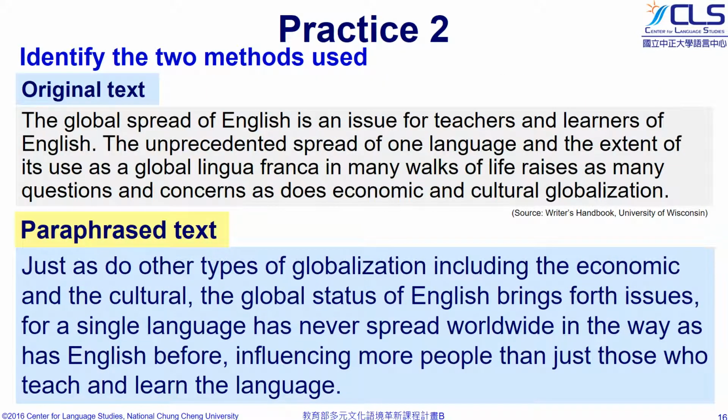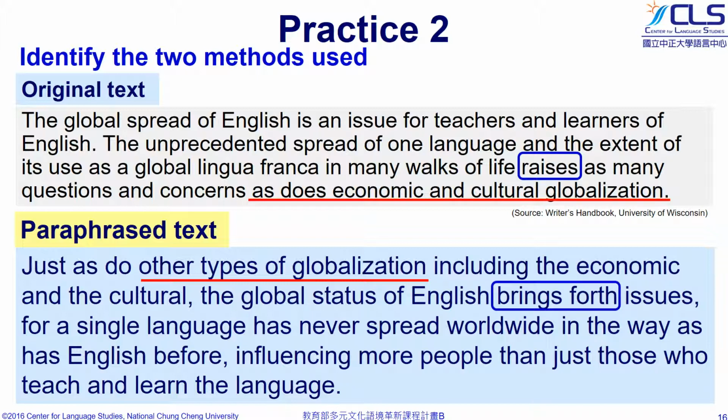Next, let's read the same passage and another paraphrased version. What are the two methods used for paraphrasing? The two methods are organizing the text in the new order and using synonyms such as bring forth to replace raise and never to replace unprecedented.